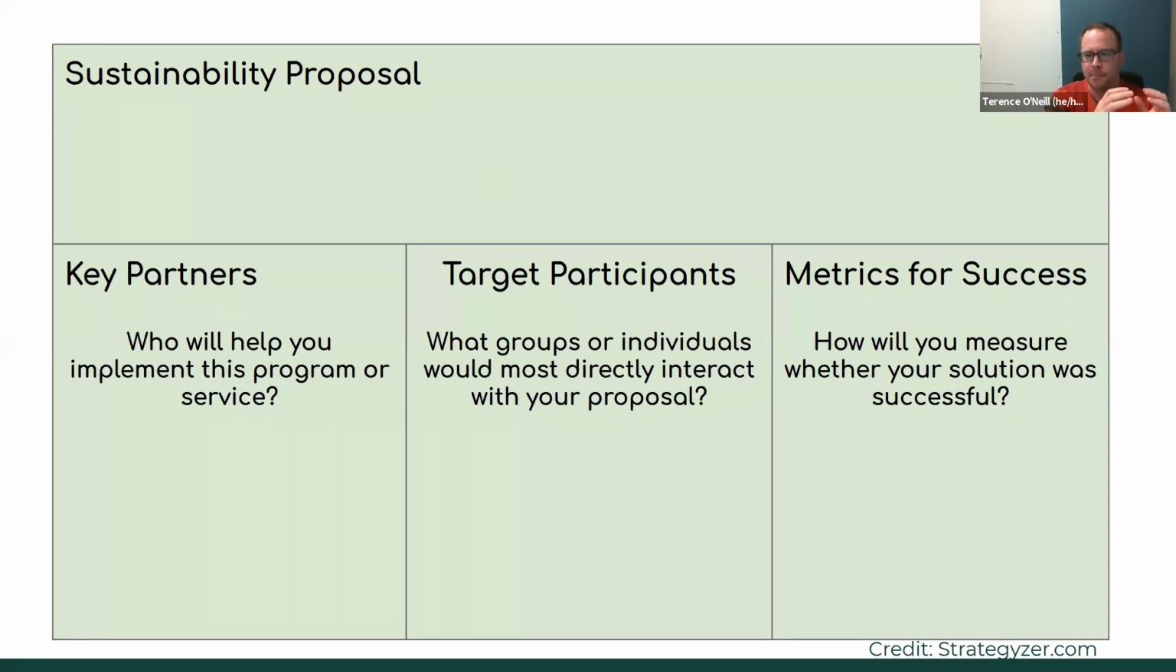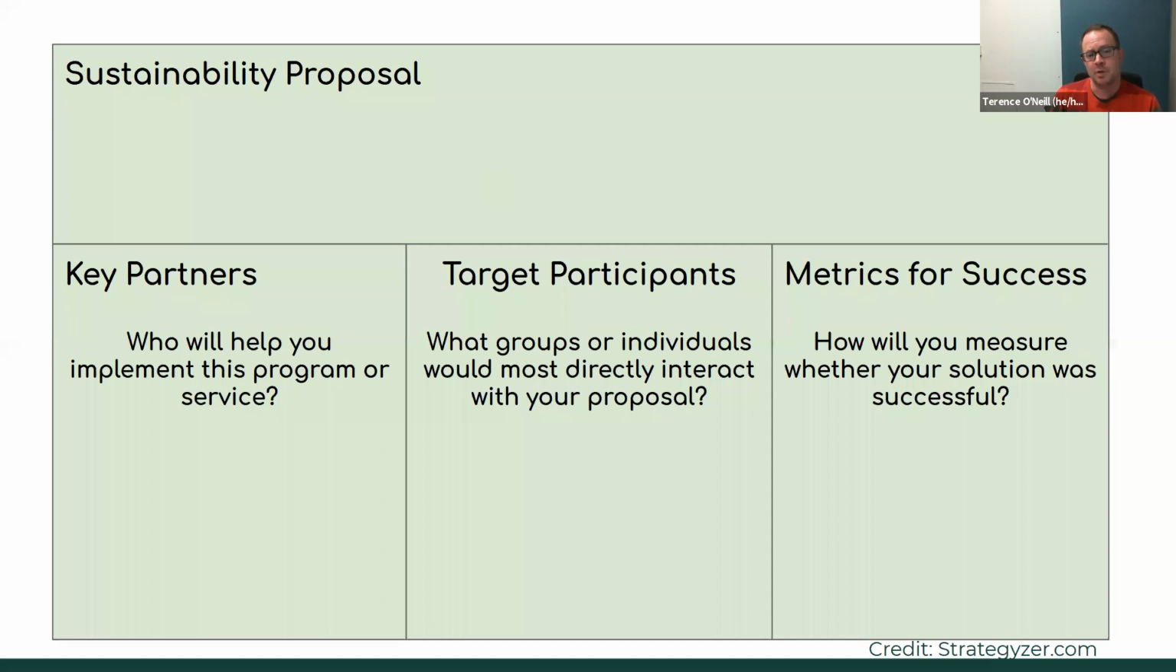On the bottom left here, the key partners, you could think of these as stakeholders. You could think of these as the organizations or the other people that are in the system and that you'll need to interact with, and that you would really love buy-in from as you consider your project.